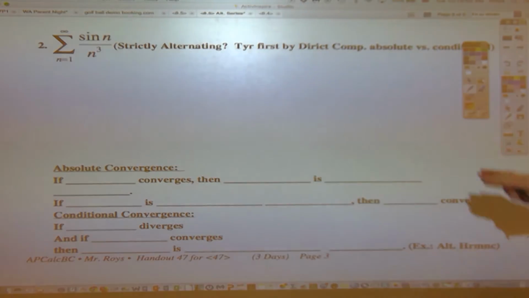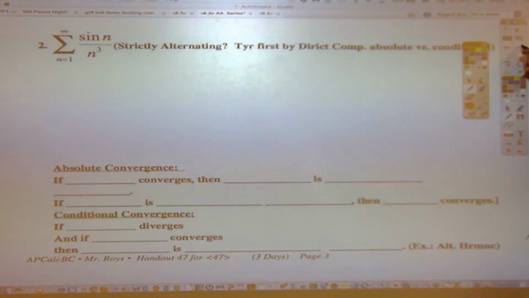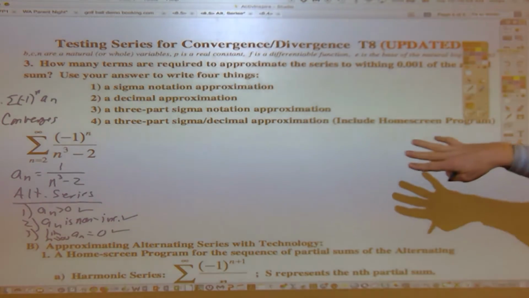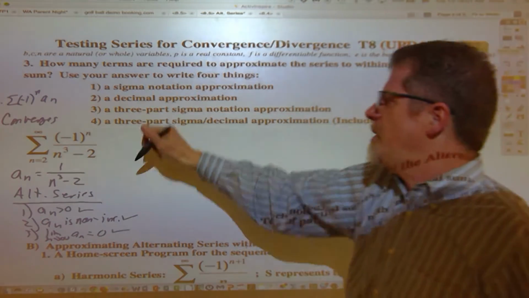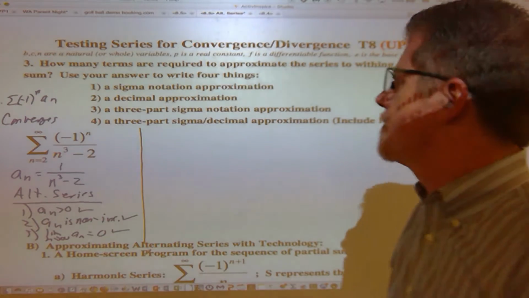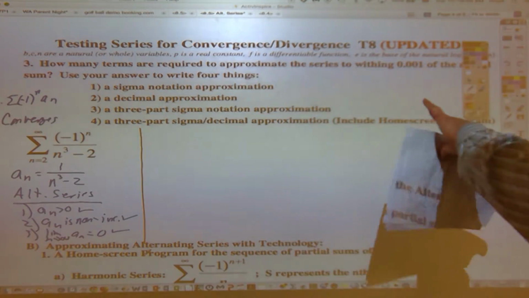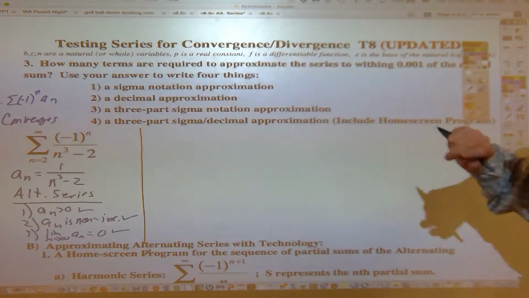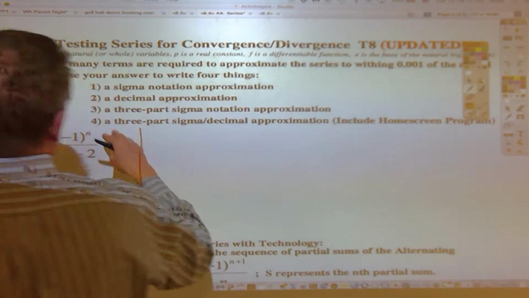And there's a definition of absolute and alternate convergence, which we'll get to on block day. We just need to do another example here. Let's go to this one. So we worked with this a little bit. We know it converges. We did the alternating series test. So how many terms are required to approximate the series to within 1/1000th? Use your answer to write 4 things in sigma notation.